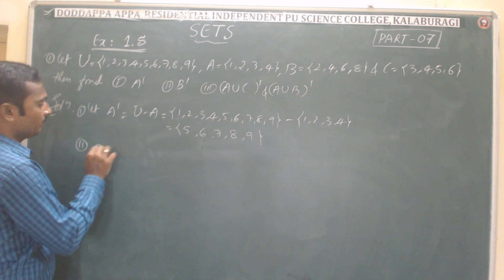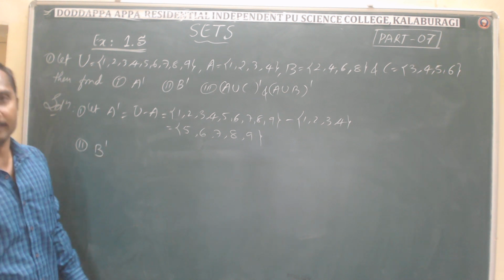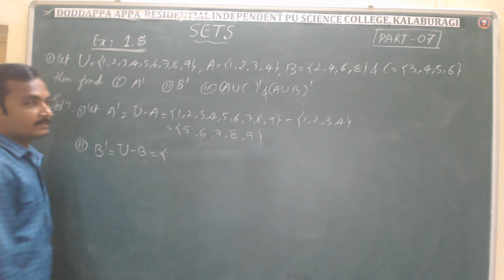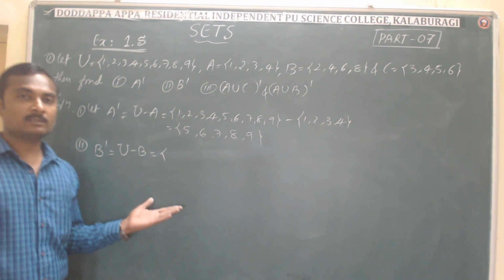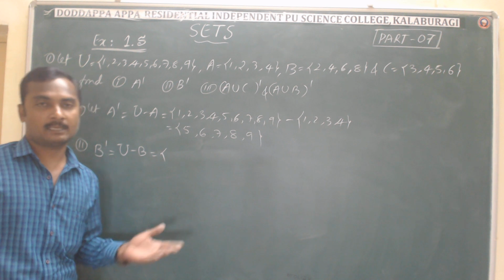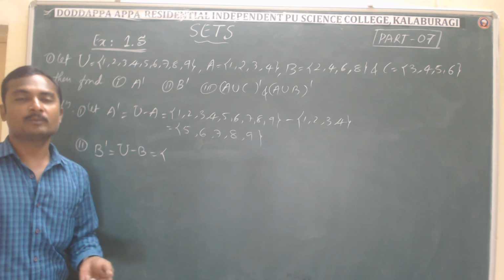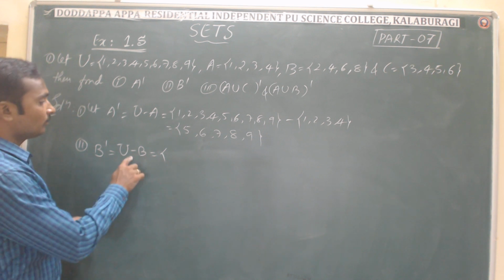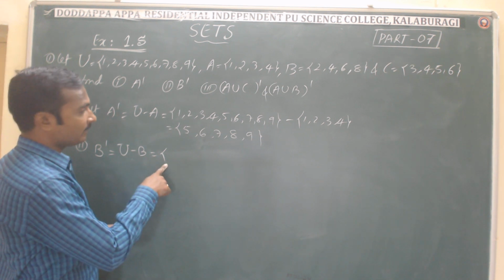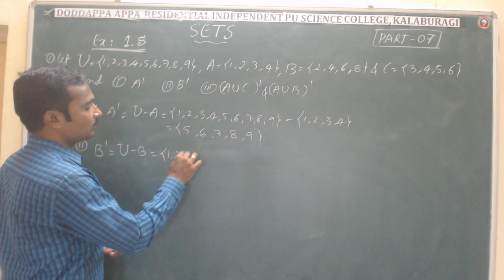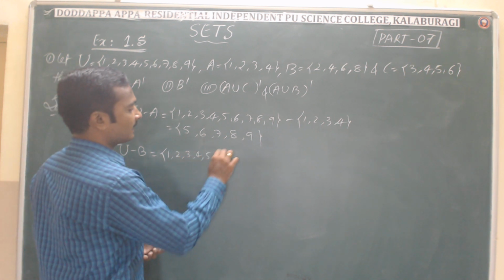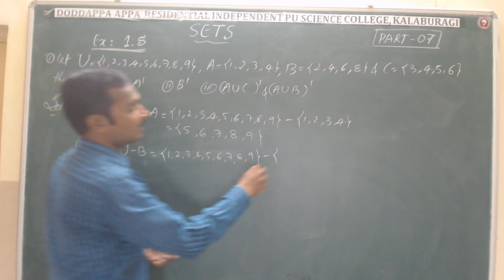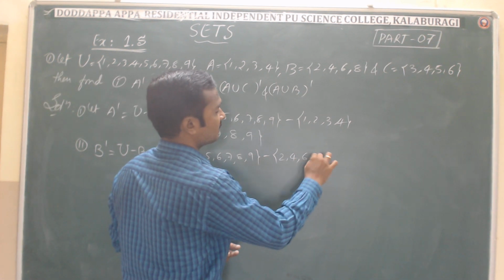Second one, B complement. The complement set B has to be written like U minus B, because we know the definition: A complement equals U minus A, B complement is definitely U minus B, C complement is definitely U minus C, right? So U, the universal set, minus the set B. The universal set elements are 1, 2, 3, 4, 5, 6, 7, 8 and 9. The elements of the set B are 2, 4, 6 and 8.